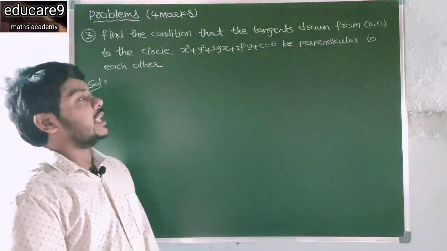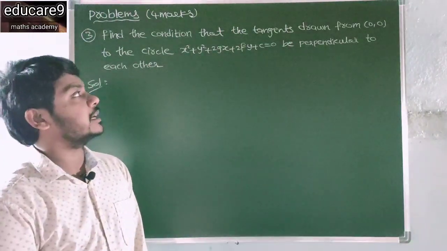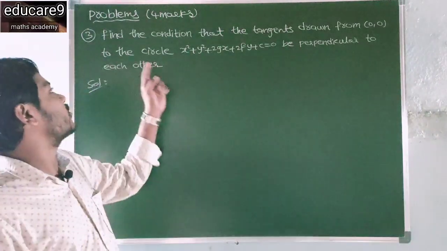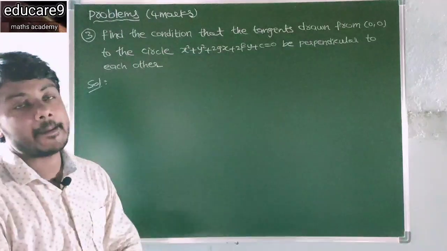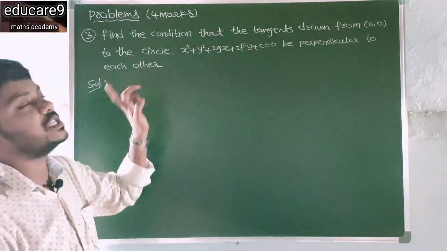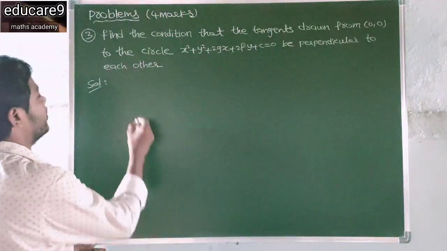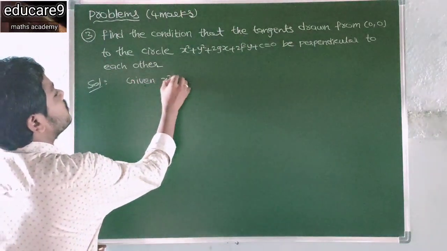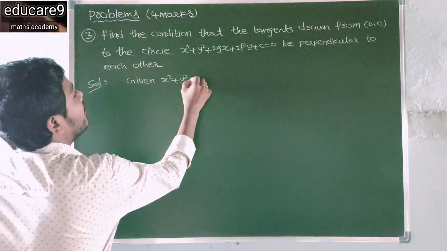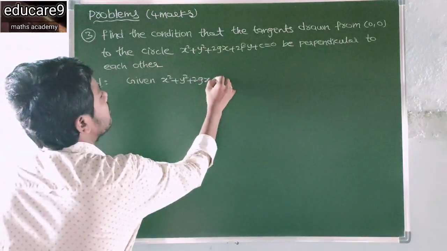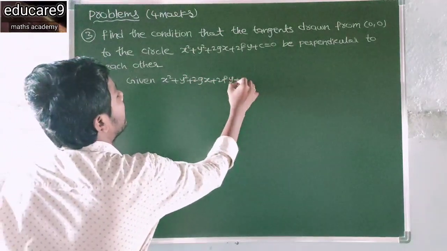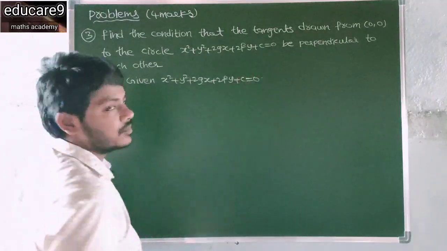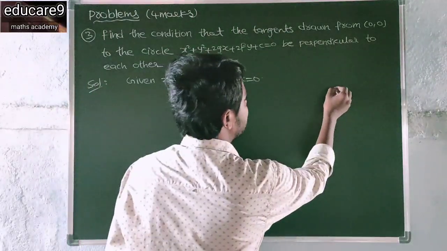So see the next one. Find the condition that the tangents drawn from the origin to the circle be perpendicular to each other. So here the given circle is x square plus y square plus 2gx plus 2fy plus c is equal to 0. So this is the given circle.